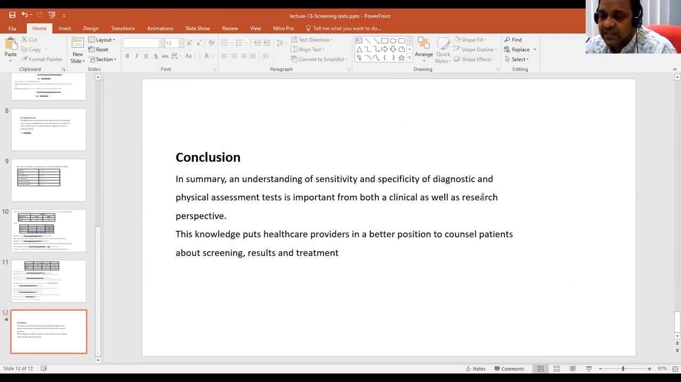Understanding sensitivity and specificity in diagnostics and any assessment is very important for clinicians as well as researchers. This knowledge will help healthcare providers be in a better position for screening and give better results, and for treatment and research also. Please do more practice to understand it. Take some other example of the confusion matrix. I'll give you an exercise to do yourself. That will be more helpful to you.